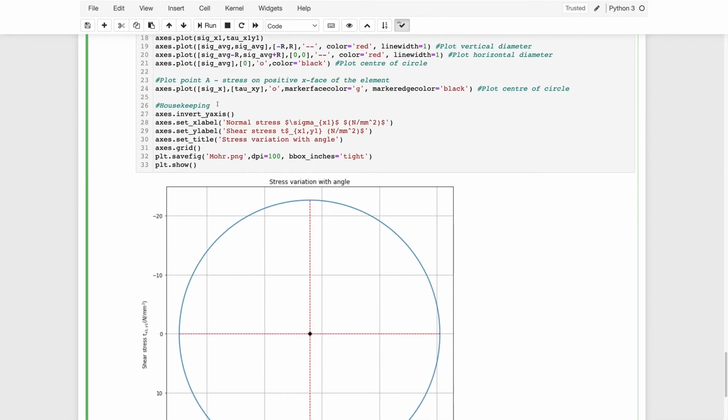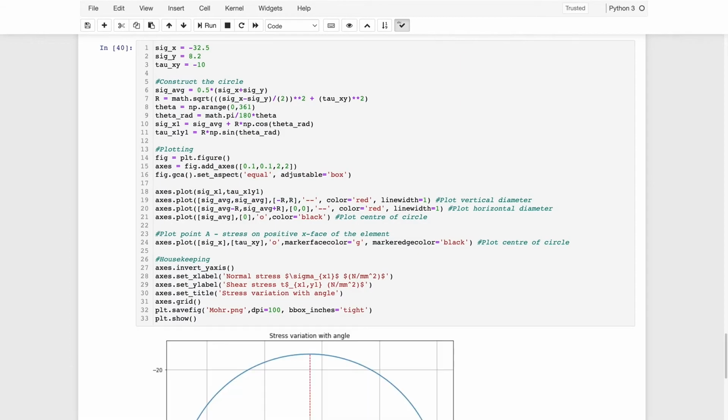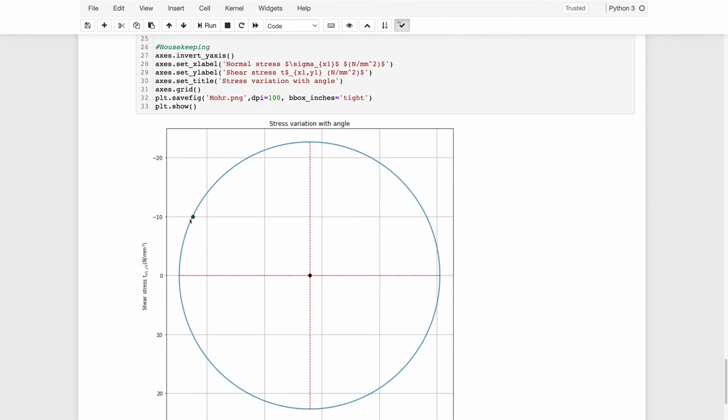Right, so we're just plotting that data point on, and a little marker is going to be a little circle. Marker face color is green, edge color is black. Let's see what that gives us. Okay, here you have it. That point on the circle represents the state of stress. It represents the stresses on that positive x face.